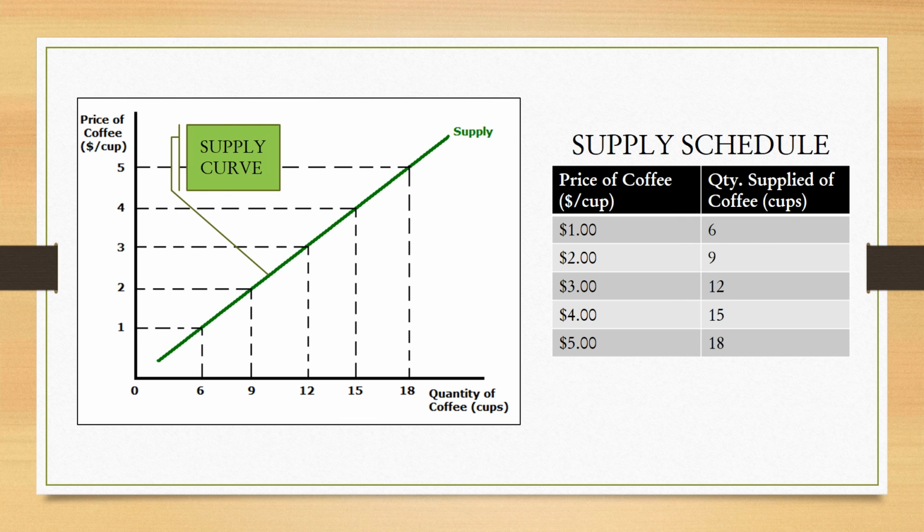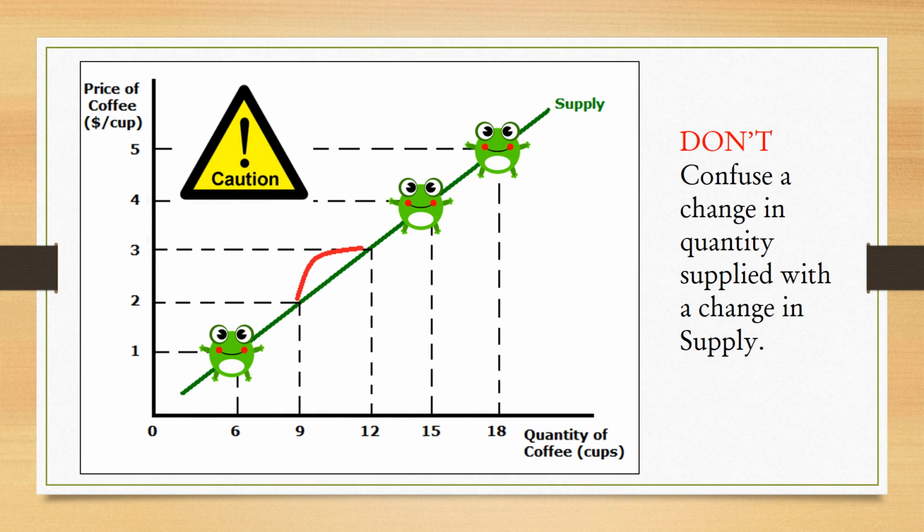Now, if you look at the quantity supplied of coffee, you see there's 6, 9, 12, 15, 18. I'm going to explain that a little further. Okay, here, you don't want to confuse quantity supplied with a change in supply. A change in supply is actually going to move the supply curve to the left or to the right. Here what we have is a change in the quantity supplied.